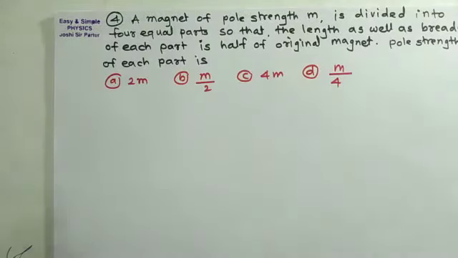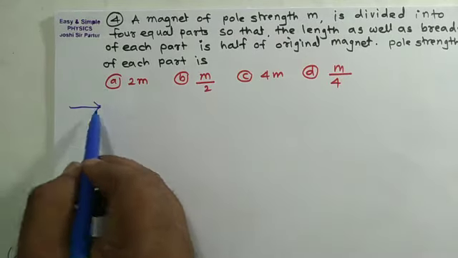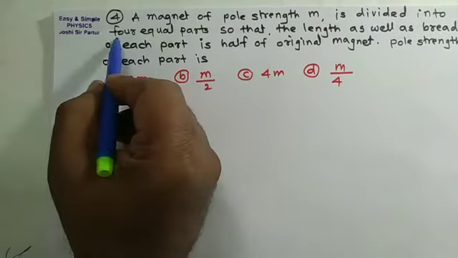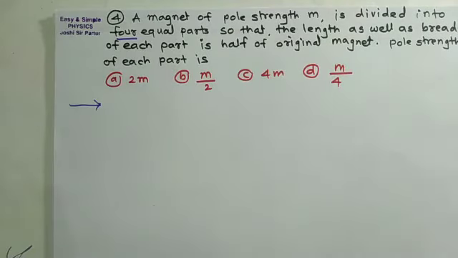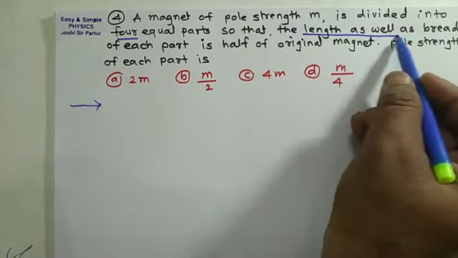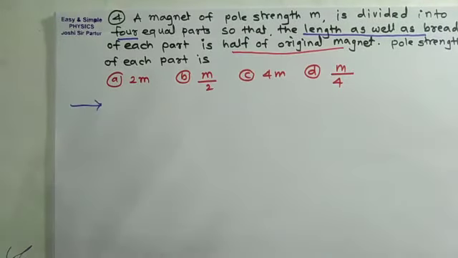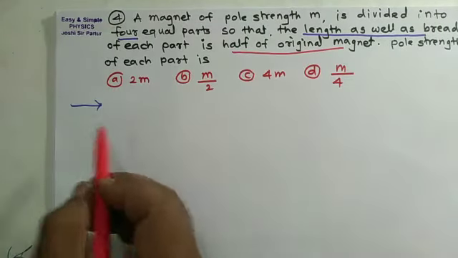See here, fourth example will be: a magnet of pole strength small m is divided into four equal parts. See here, it can be divided into four equal parts, so that length as well as breadth of each part is half the original magnet. So pole strength of each part is, four options are given. Such an example can be solved.